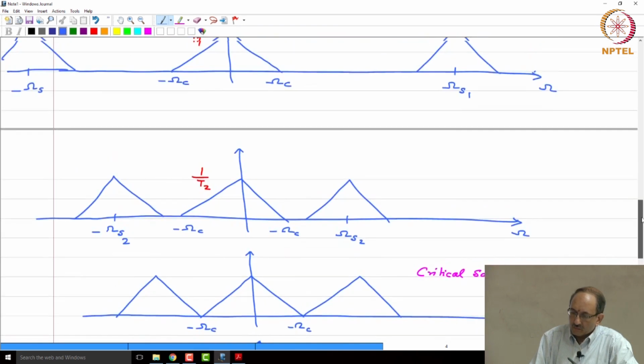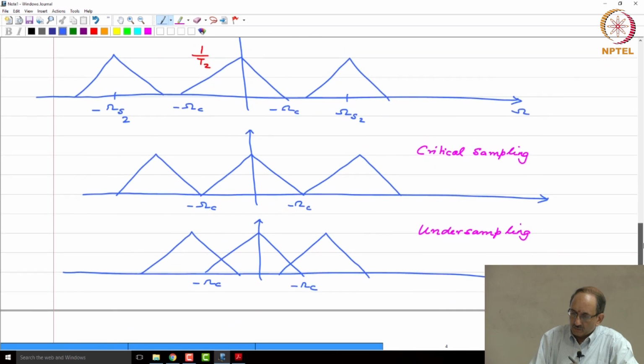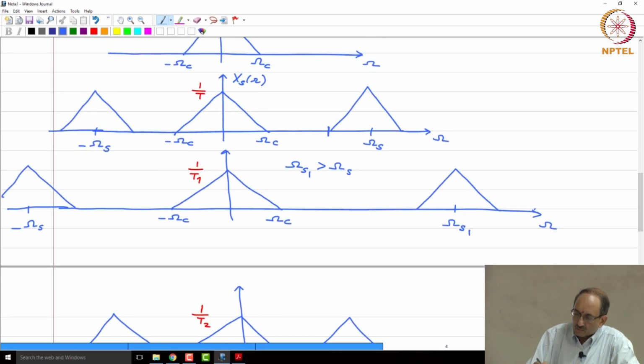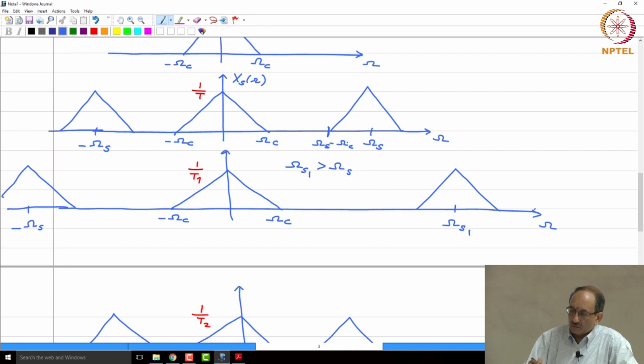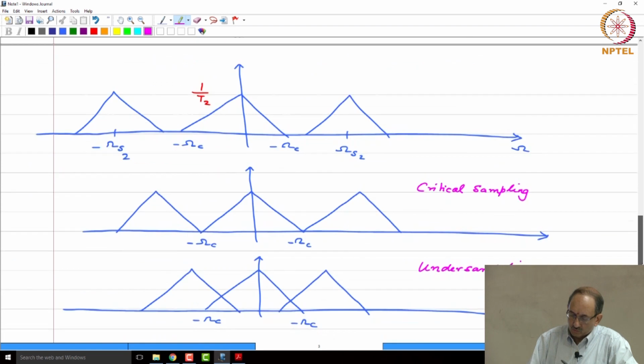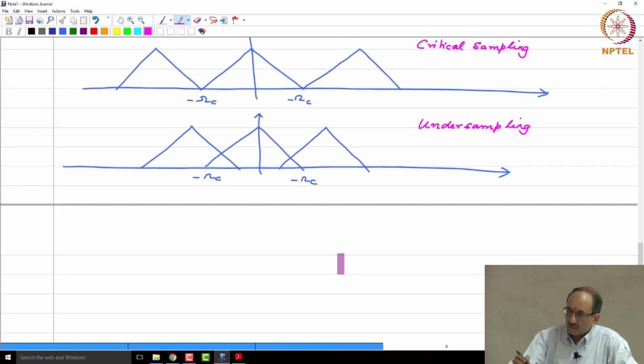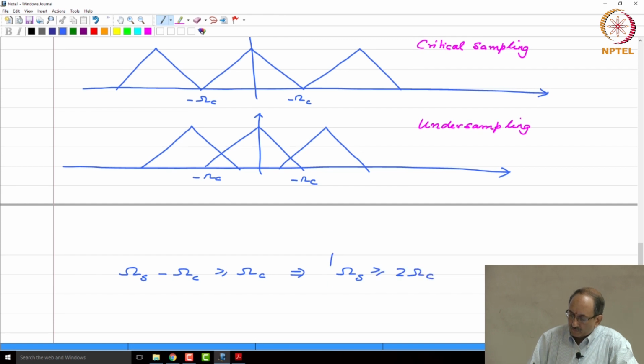So, from this picture you see that this point would be omega s minus omega c, and you want this point to be at best equal to omega c or greater, only then will this repetition occur later, all right. Therefore, if you do not want overlap, then it is easy to see that you need omega s minus omega c to be greater than or equal to omega c. So, this implies that omega s must be greater than or equal to 2 omega c.